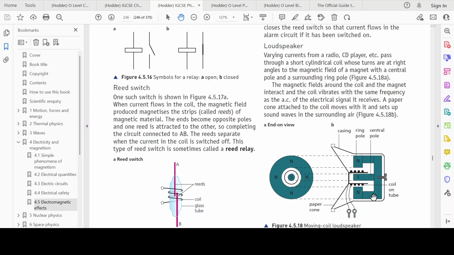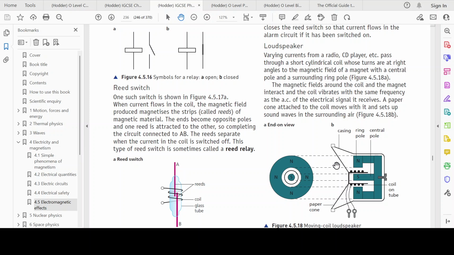And you obviously have current passing through. So the magnetic field around the coil and the magnet interact, and the coil vibrates with the same frequency as the AC of the electrical signal it receives. A paper cone is attached to the coil.